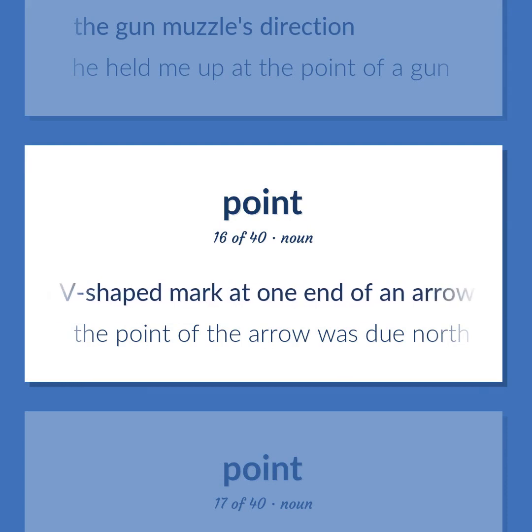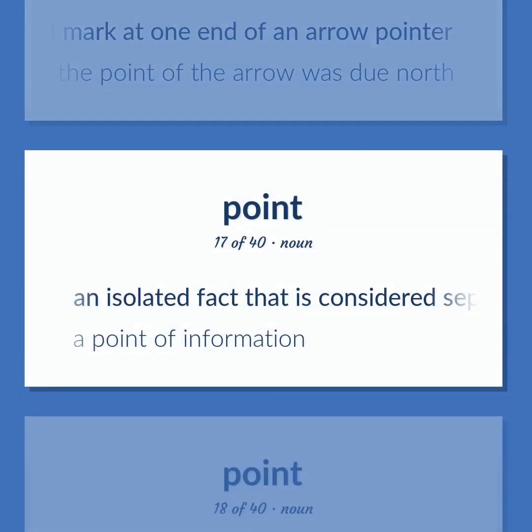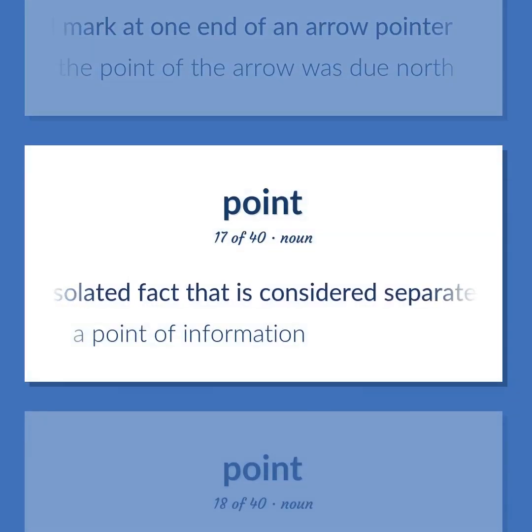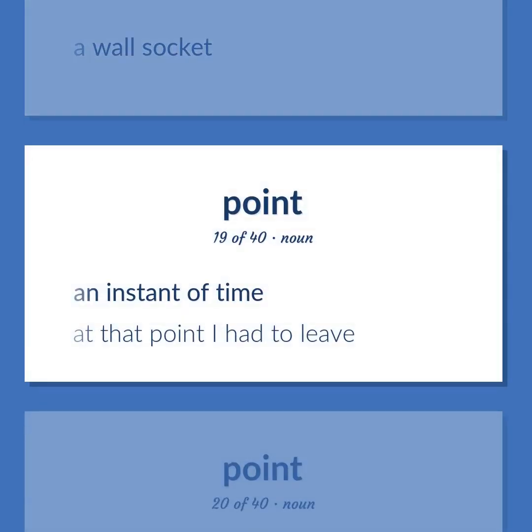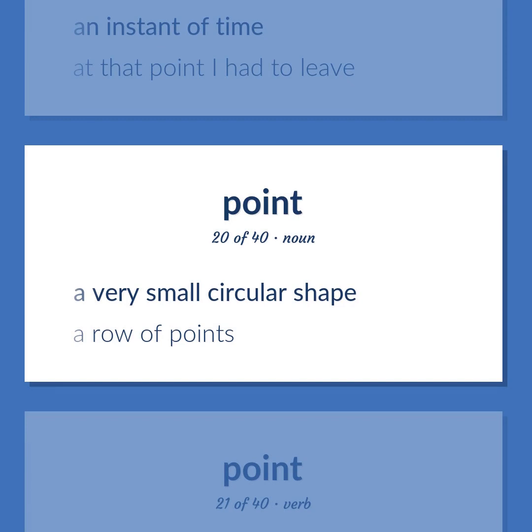A V-shaped mark at one end of an arrow pointer. The point of the arrow was due north. An isolated fact that is considered separately from the whole. A point of information. A wall socket. An instant of time. At that point I had to leave. A very small circular shape. A row of points.